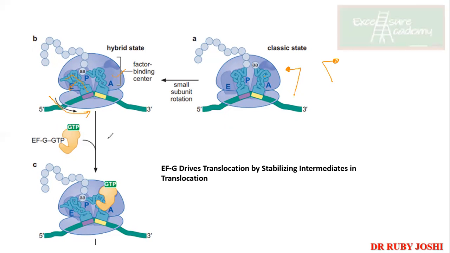Yes. Now this conformation will actually recruit your another elongation factor called EFG, which is again bound to GTP. Okay. So once your factor binding center gets visible, there your GTP will come and sit. This much is clear, guys?